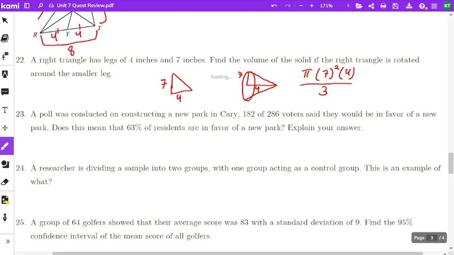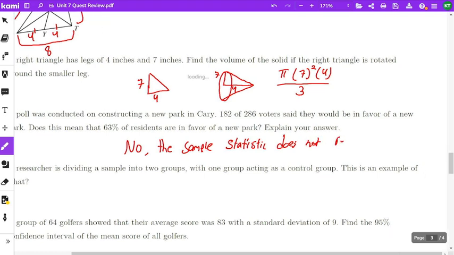This one says that a poll was conducted on constructing a new park in Cary. 182 of the 286 voters said they would be in favor of a new park. Does this mean that 63% of the residents are in favor of the new park? Explain your answer. They just took our sample of 182 divided by 286 to get that 63%. Does that represent that 63% of residents in Cary are in favor of the new park? No. That's because the sample statistic does not represent the whole population, which is Cary residents.